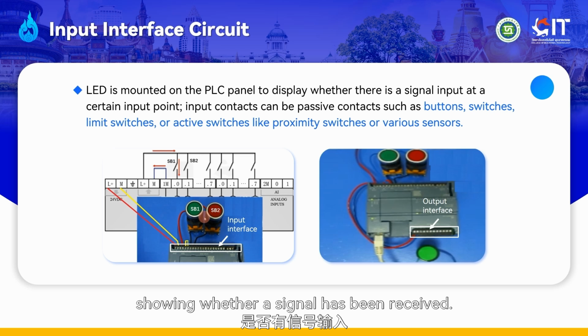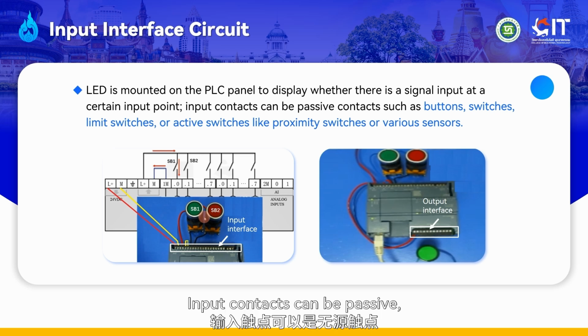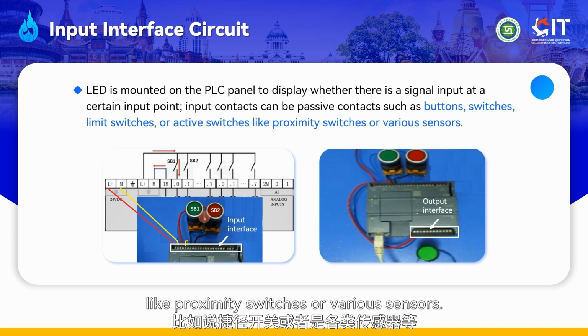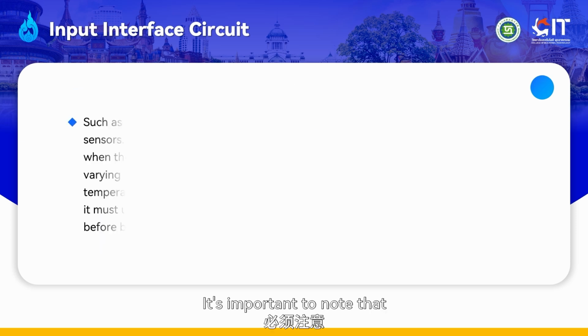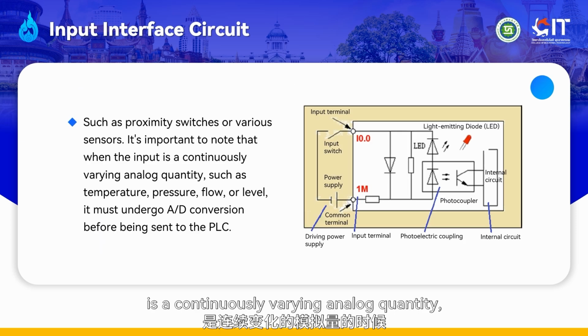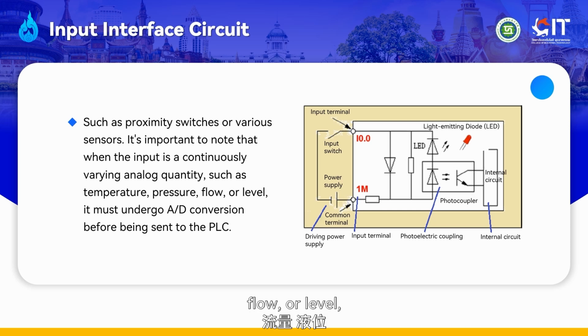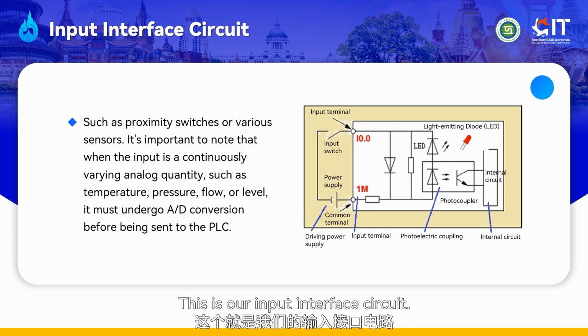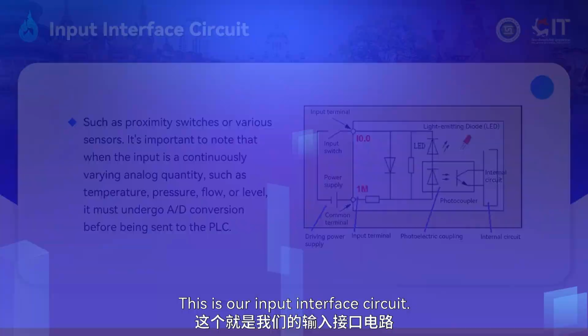has been received. Input contacts can be passive, such as button switches or formation switches, or active, like proximity switches or various sensors. It's important to note that when the input is a continuously varying analog quantity, such as temperature, pressure, flow, or level, it must undergo a deconversion before being sent to the PLC. This is our input interface circuit.